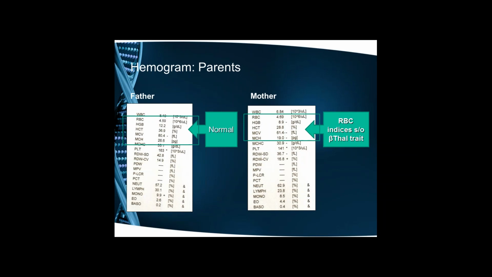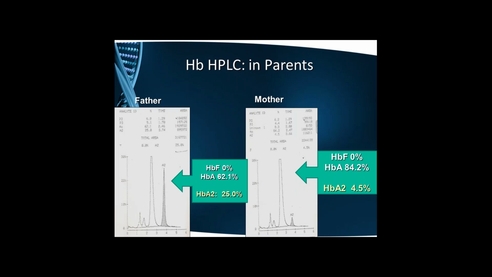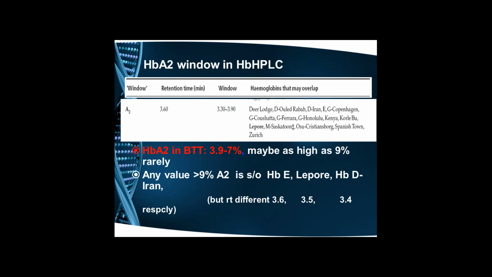Next slide. Then HPLC of both the parents was done, and as it turned out, the father was E trait. As I said, A2 in E trait is generally in the range of 25 to 30%, and A2 in beta thalassemia trait is in the range of 4 to 9%. So the father here was HbE trait. The mother was beta thalassemia trait. Next slide. Combining both of these together along with the report of the patient, we can say that. Next slide.